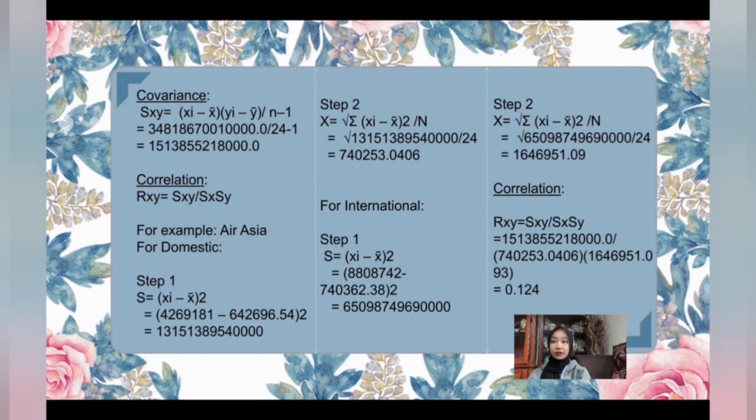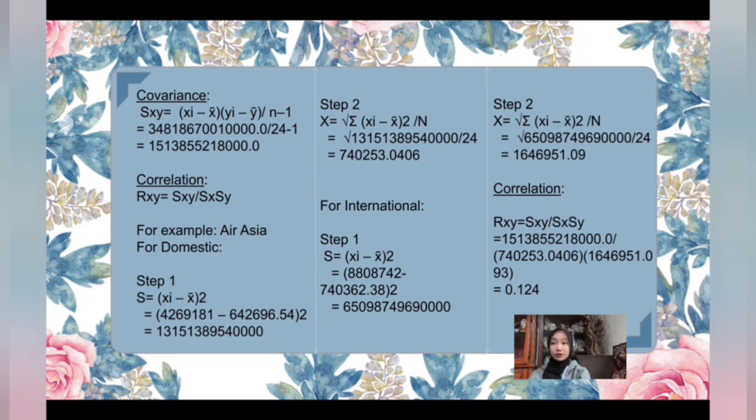After all that, we'll find the total of all of it, and then we will get 348186700100.0. For the covariance, we will use that formula from the slide, which is 348186700100.0 divided by 24 minus 1, which at the end we will get 1513855218000.0. So it shows that the variables have a positive relationship, which means if demand for both domestic and international airlines is above its mean.